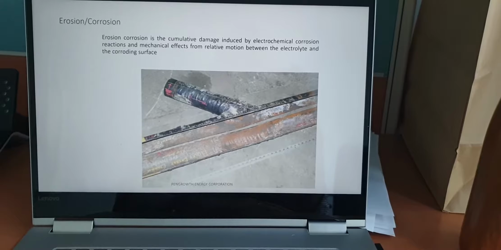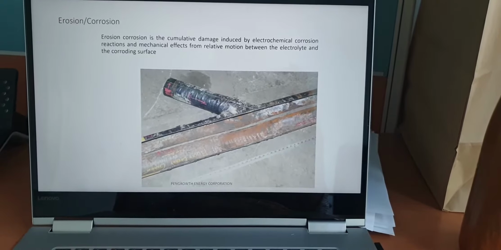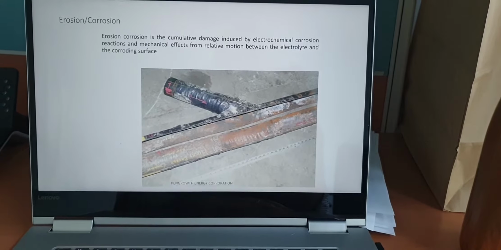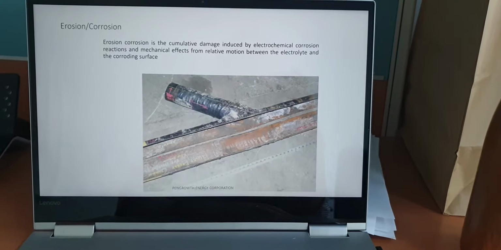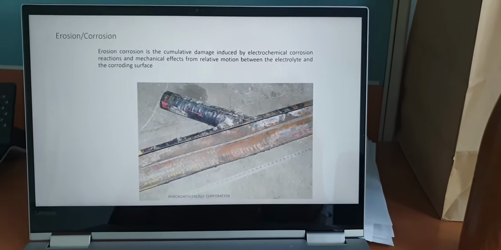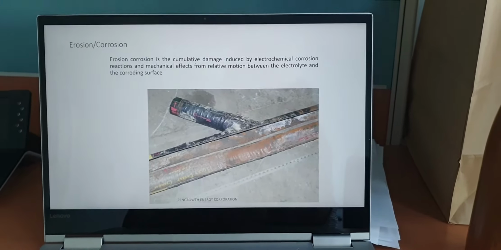Another type of corrosion typical in oil and gas is erosion corrosion. Erosion corrosion is the cumulative damage induced by electrochemical corrosion reaction and mechanical effect from relative motion between the electrolyte and the corrosion surface. It could be impingement or cavitation that causes erosion corrosion.